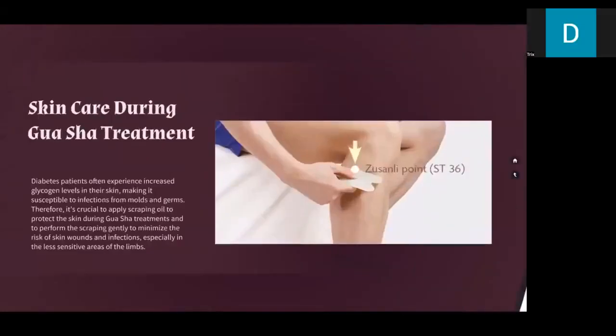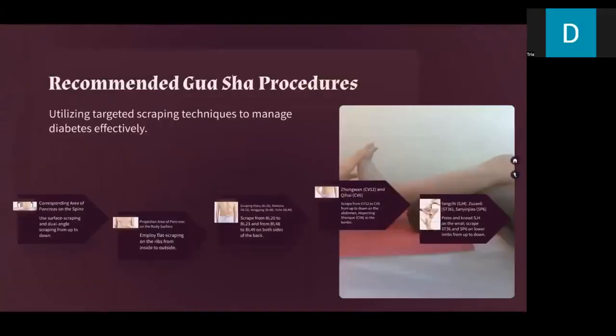Skincare during gua sha treatment. Diabetes patients often experience increased glycogen levels in their skin, making it susceptible to infections from molds and germs. Thereby, it's crucial to apply scraping oil to protect the skin from gua sha treatments and to perform the scraping gently to minimize the risk of skin wounds and infections, especially in the less sensitive areas of the limbs.